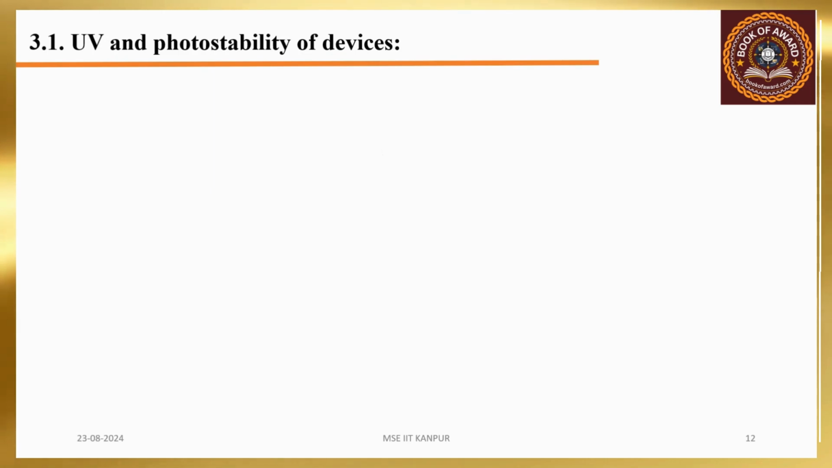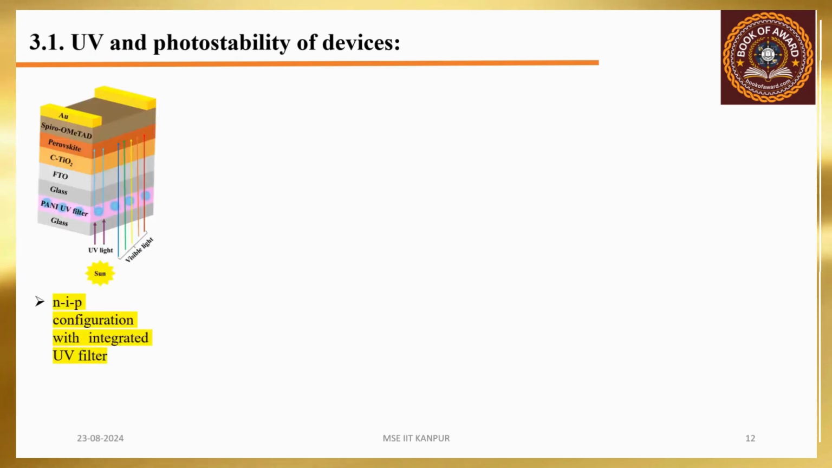To study the UV and photostability of triple cation perovskite solar cells, firstly perovskite solar cells with NIP configuration, one UV filter is integrated on the backside of the glass. Then one sun radiation passes through the Pani UV filter. The UV light is blocked by the Pani UV filter, and after absorption they emit blue light. Visible light almost passes through the Pani UV filter.